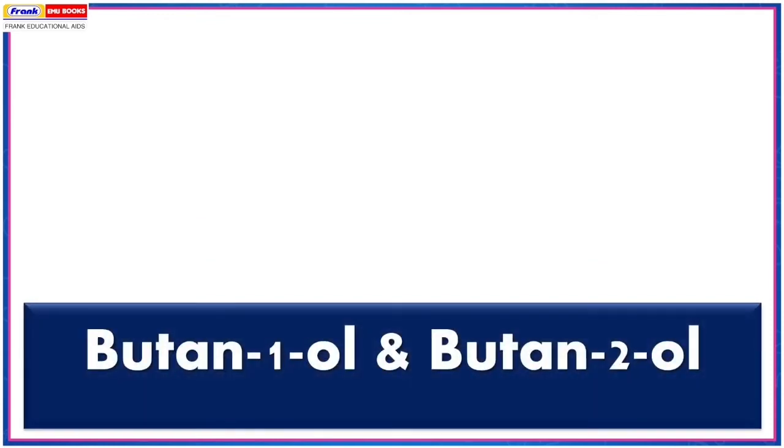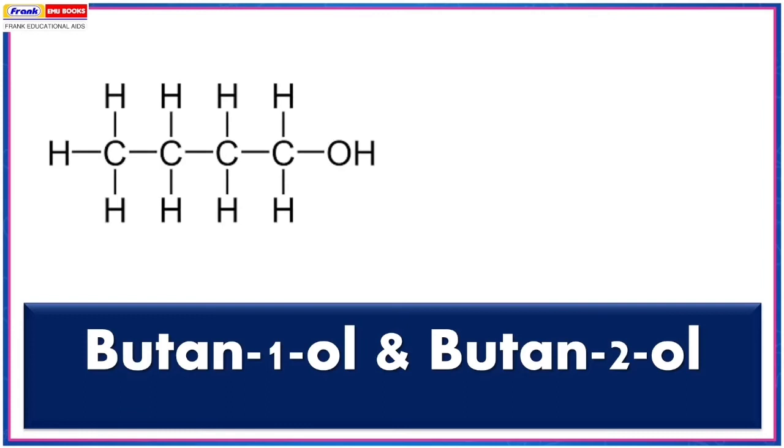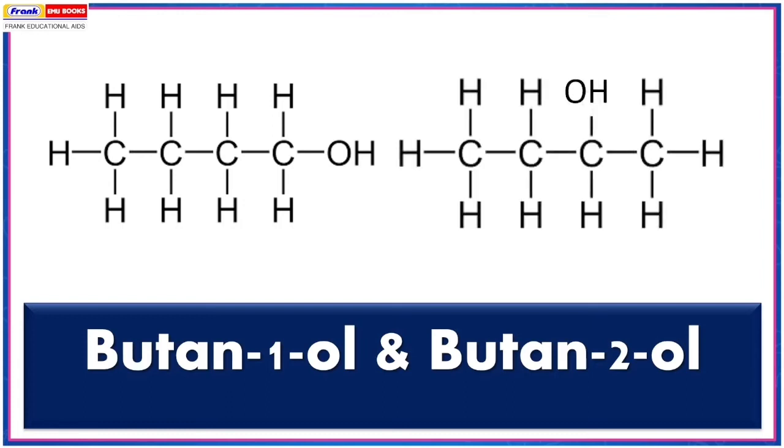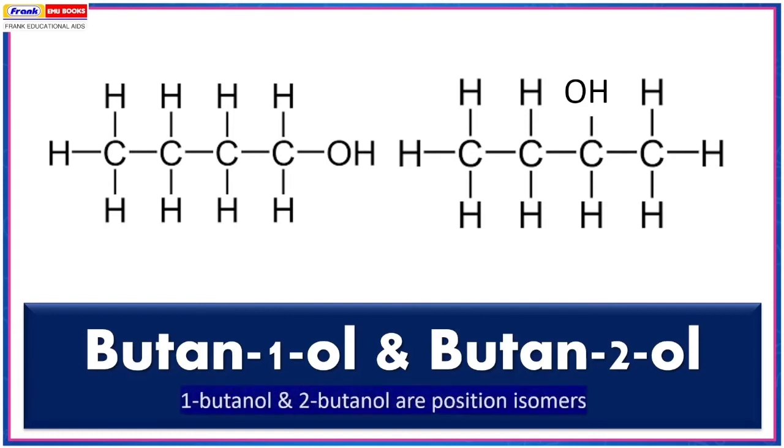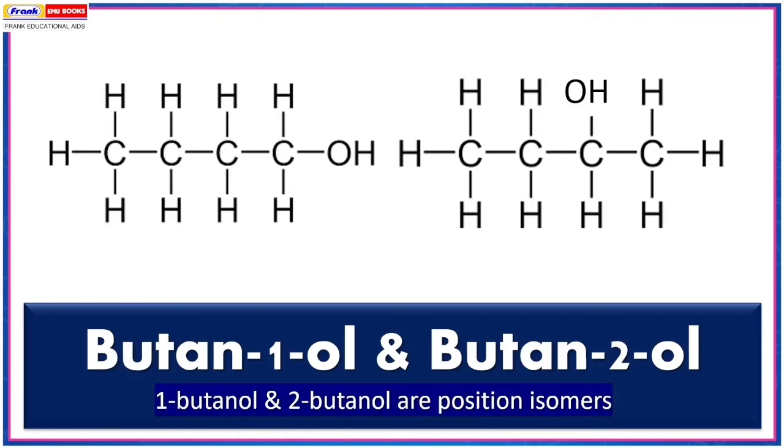Butane-1-ol: CH3, CH2, CH2, CH2OH, with the OH group attached to the right-hand carbon atom, that is C1. Butane-2-ol: CH3, CH2, CHOH, CH3, with the OH group attached to the second carbon atom, hence the name butane-2-ol. 1-butanol and 2-butanol are position isomers.